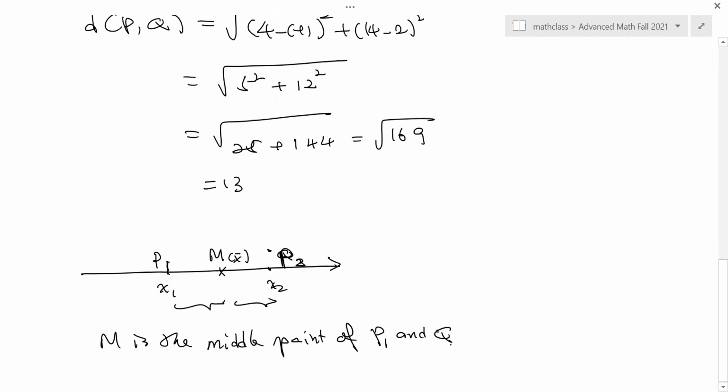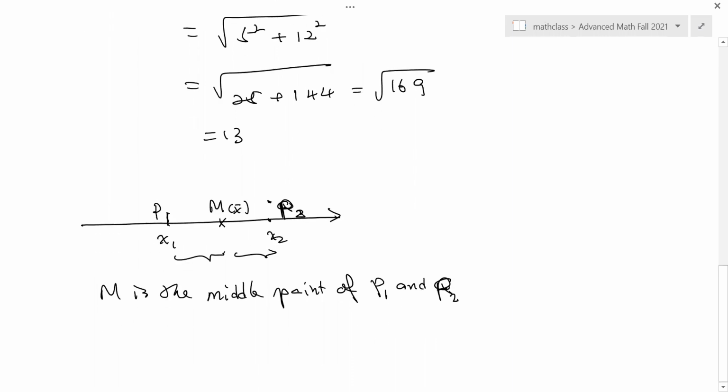Okay, P1 and P2. I'm trying to find the coordinate of the middle point, M. So-called middle point means the distance between P1 and M should be equal to the distance between M and P2. So let's find the formula.